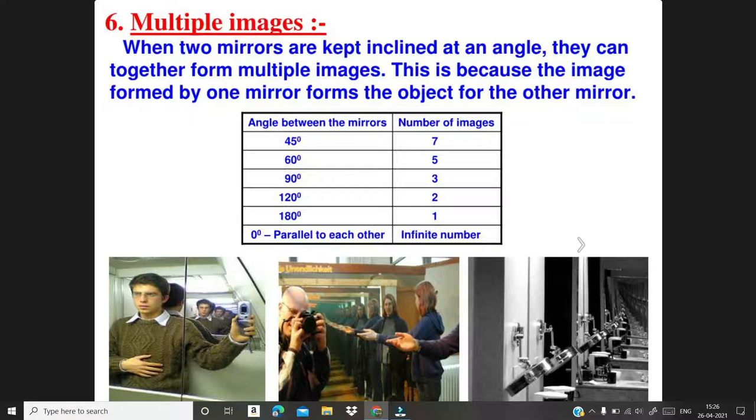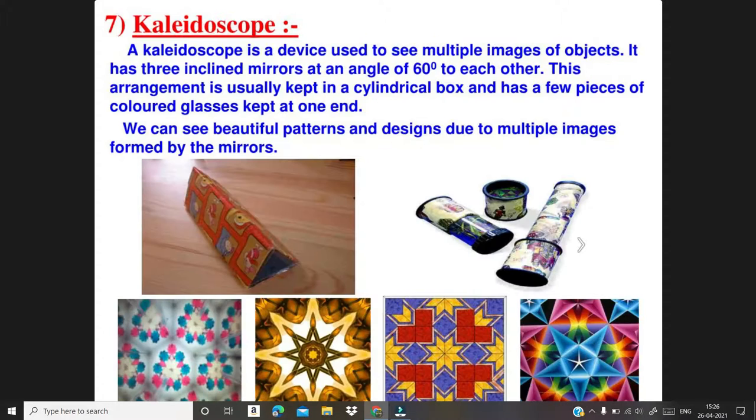Whenever you go to any adventure island or any other place, you might see the mirror house. When you go inside the mirror house, you'll see there are a lot of mirrors around you, and you'll find a lot of images of yourself. This is because there are a lot of mirrors and they form their own images. So they can together form multiple images, because the image formed by one mirror forms the object for the other mirror.